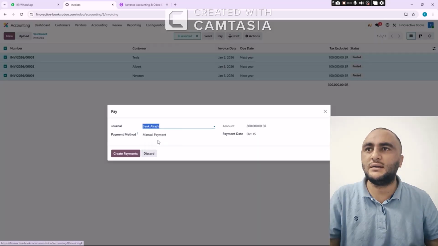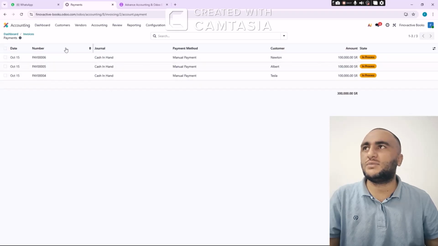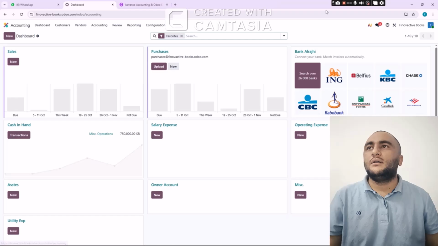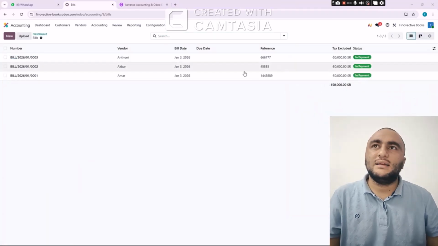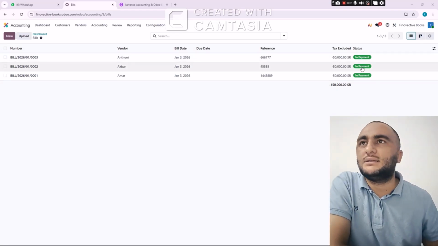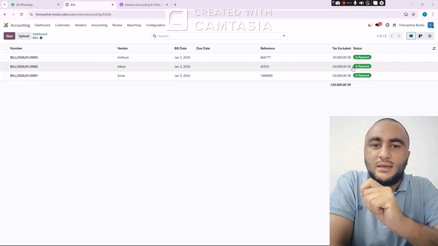From cash in hand, create payment, and it's done guys. It's in process, you can see. As you know, we have paid all the invoices and all vendor bills, but the status is still in payment. What it means? It's in process, like we have not reconciled with cash or bank.